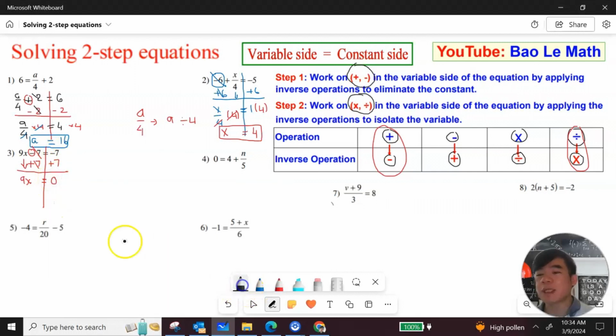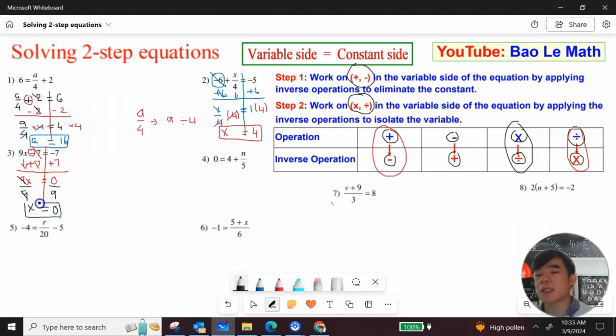Now I look at the left-hand side. This is 9 times s, so this is multiplication. The inverse of multiplication is division, so I divide both sides by 9. 9 divided by 9 is gone. So we have s left, equal to 0 divided by 9, which is 0.